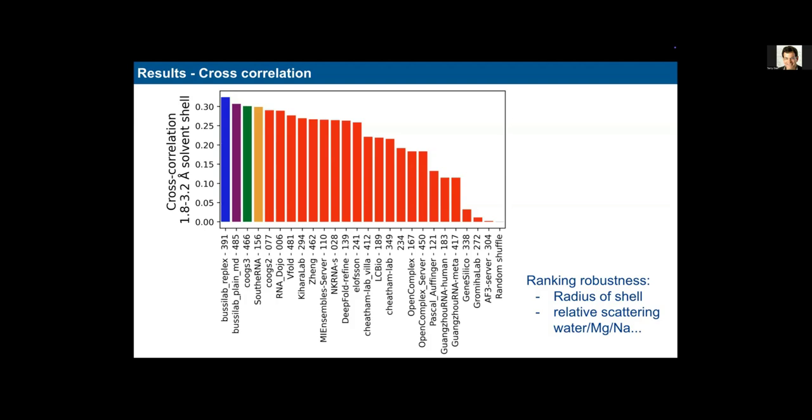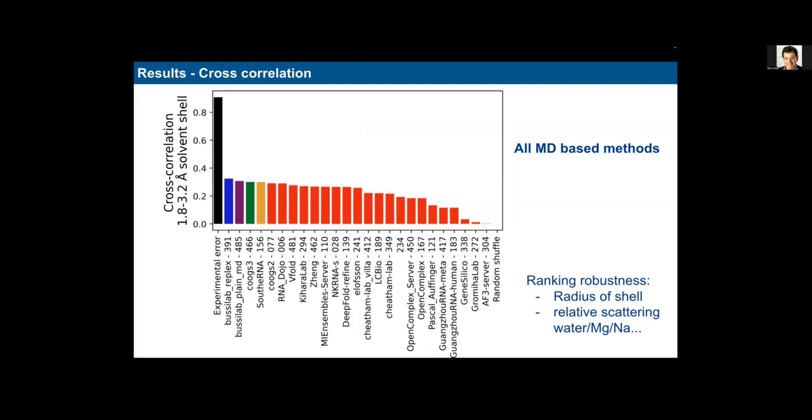I just want to note that I won't be showing it here, but we did do robustness tests on the radius of that shell we were looking at, as well as different relative scattering of water, sodium, magnesium, other ions that people predicted. All 4 of these teams that I point out did some sort of MD-based method, a variety of different force fields. But an important thing to compare it to is our experimental error, right? This challenge was nice because we had those 2 independent maps. And if we do the same calculation for experimental error, we are well above what we were capable of for prediction, offering lots of space for improvement in the future.